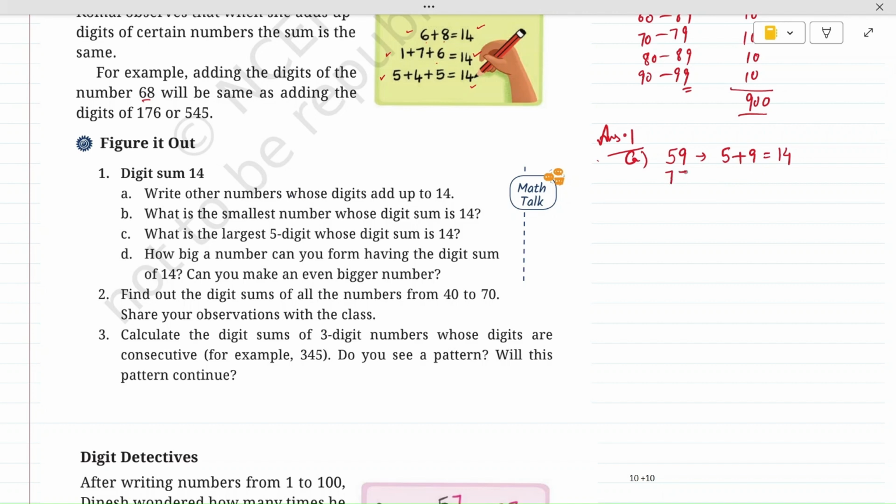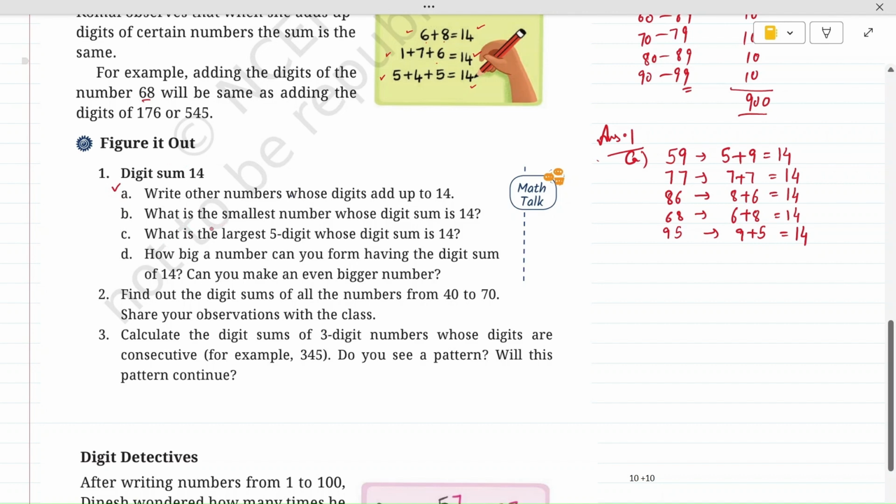Next one we have is 77. 7 plus 7, we know it is 14. Also we can take 86. It is 8 plus 6, 14. 68. 6 plus 8, 14. Then we have 95. Here 9 plus 5 is 14. So all these are the numbers. When we are going to add them, we'll get 14. Okay. So this is done.